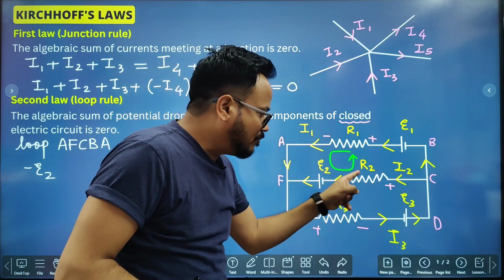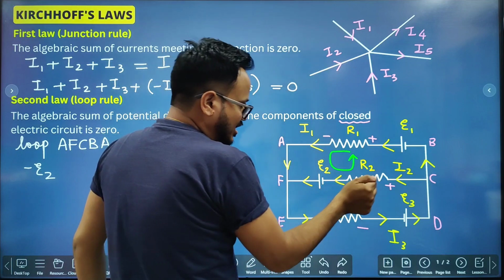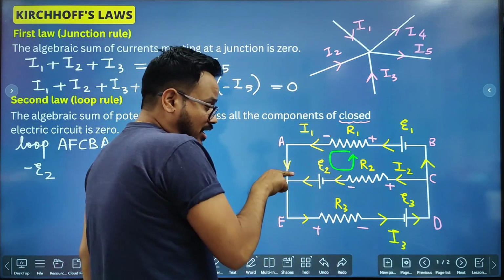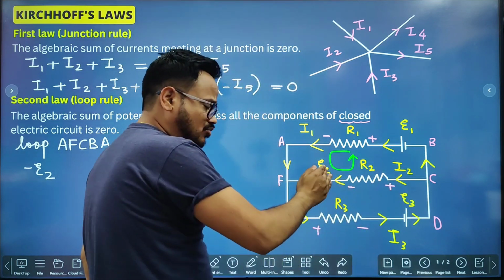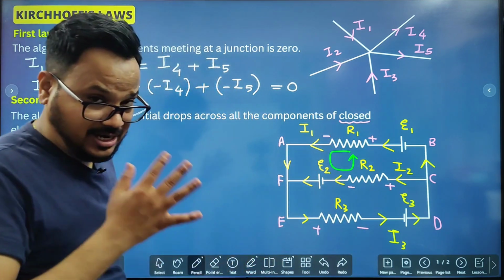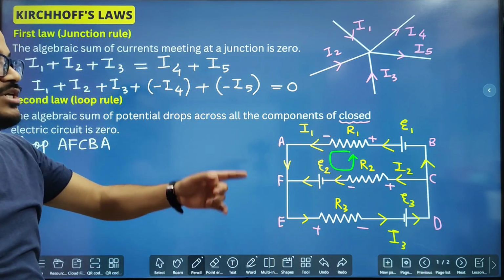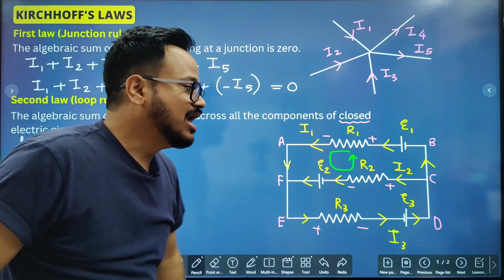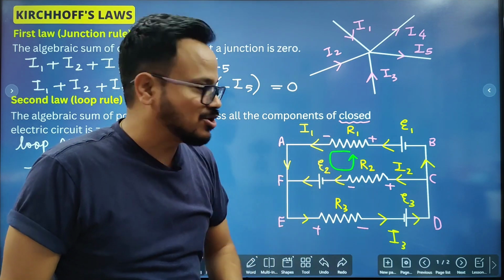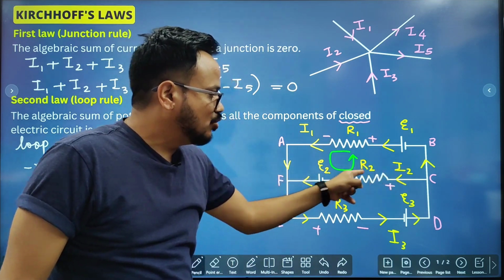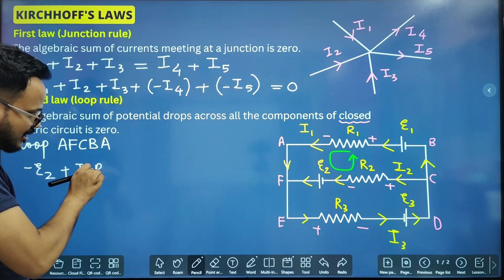Now the next component is this resistance. We are going in this direction, right? When we are going in this direction, the first terminal is negative and the second one is positive. That means we are going from lower to higher potential, so the potential difference must be positive, and the potential difference across a resistor is I into R using Ohm's law, right? So what is the current in this branch? I2, and the resistance of this is R2, so plus I2 R2.